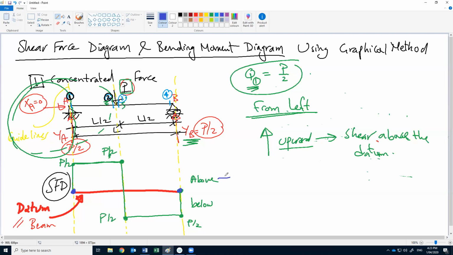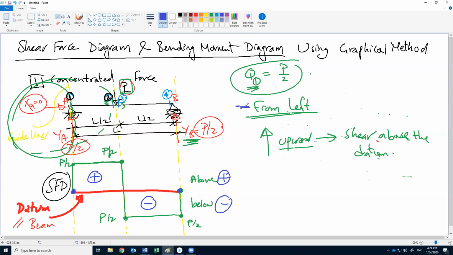Above the datum is positive. Below the datum is negative. So this will be positive and this will be negative. Okay, so the shear will be positive above the datum, negative below the datum. Okay, this is a shear force diagram.